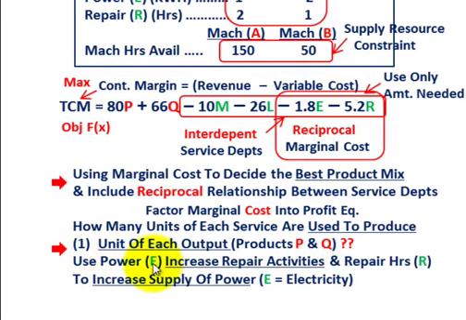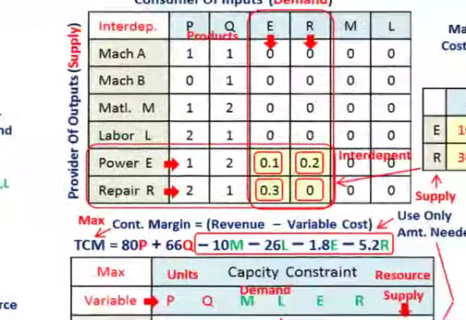So we're going to use the power E, and really what we're going to look at is that relationship. The power E increases our repair activities, and our repair hours R increase our supply of power E. So that's going to be that reciprocal relationship that we're going to look at. Okay, so let's go and look at that.